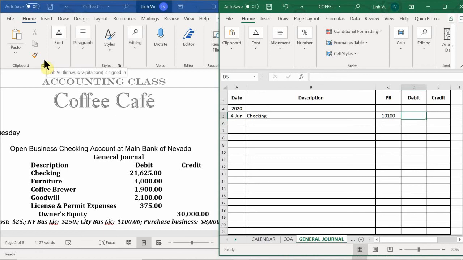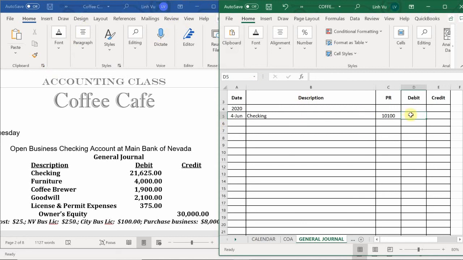So I'm understanding that even though I spent money for my business, what were the items I bought for my business? Well, I bought furniture, I bought a coffee brewer, I bought the business name, and I had to pay licenses for it. So in this case, these transactions validate that you did a business transaction.